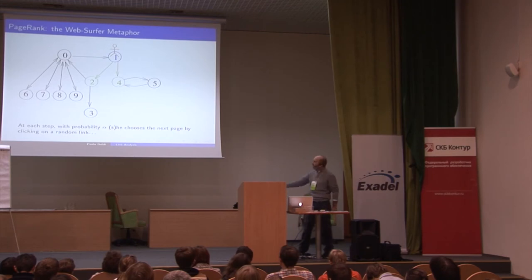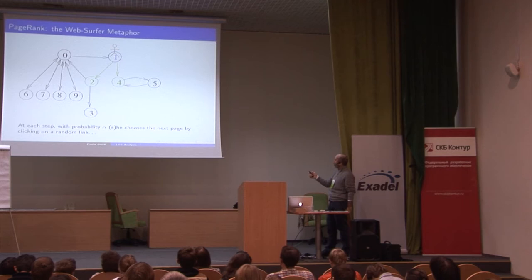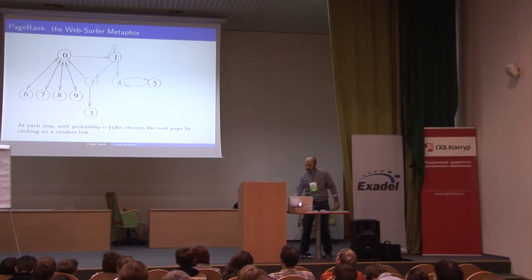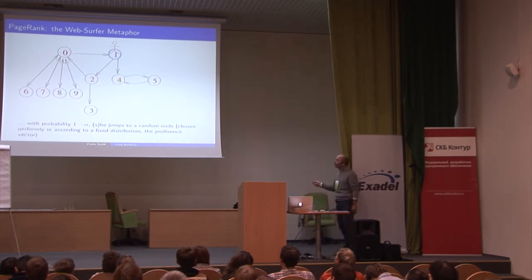So for example, if he is at the blue node there, the blue node contains two links, one towards node number 2 and one towards node number 4. He can decide to go to node number 2 or to node number 4, and he will do so in a uniform way. So with probability 1/2, he will go here. With probability 1/2, he will go here. Or another thing he can do is jumping to a random node in the web. This is called teleportation or teleporting.